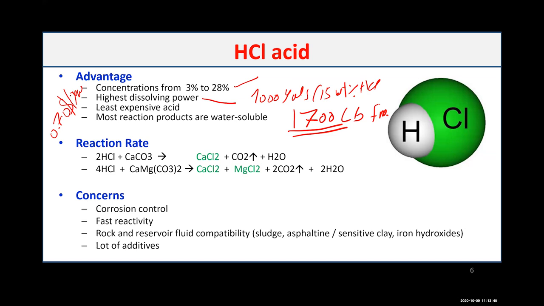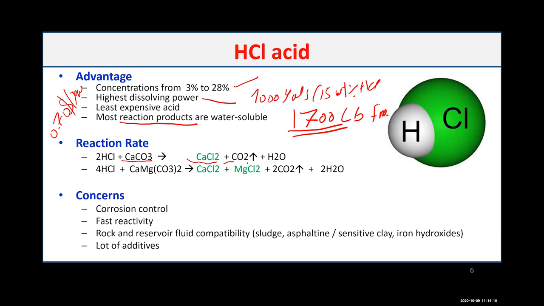And most important part, the reaction product. When it reacts with the formation, whatever came out as a reaction product is completely water soluble. So we do not see a lot of damage due to the reaction product coming from HCl. And I have here the two reactions for two formations. The first equation, when HCl reacts with the calcium carbonate, which is the carbonate formation, you can see the reaction product is calcium chloride, which is a salt, CO2, and water.